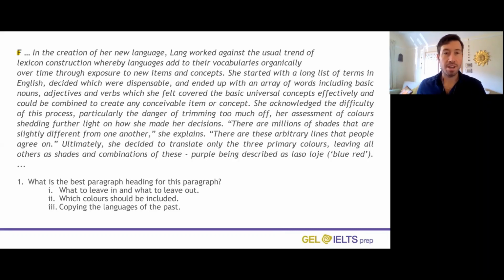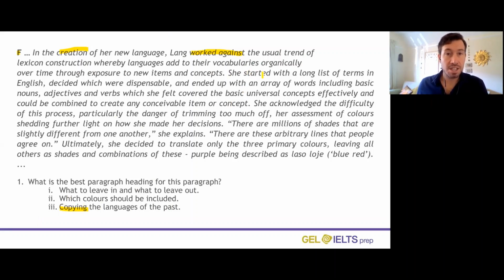Okay, well, let's have a little look now together. So we're going to start by first going over the first sentence. It talks about the creation of her new language. She worked against the usual trend of lexical construction, whereby languages add their vocabularies organically over time through exposure to new items and concepts. Now, this one here, she said she worked against it, whereas here it says copying the languages of the past. So it can't be that one, so it's not the third option.